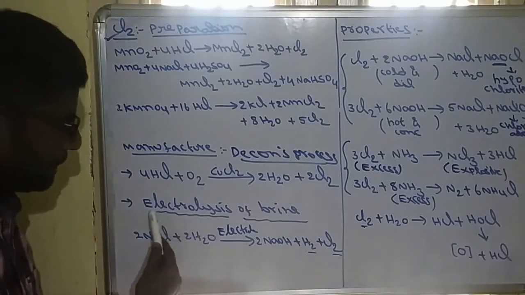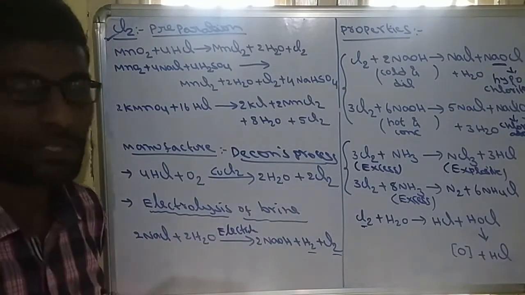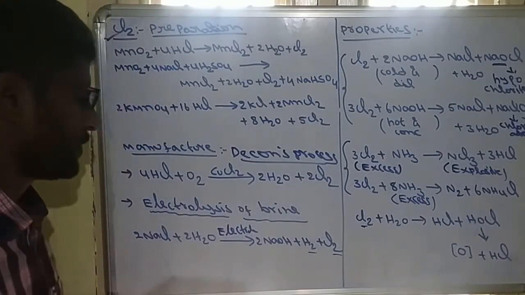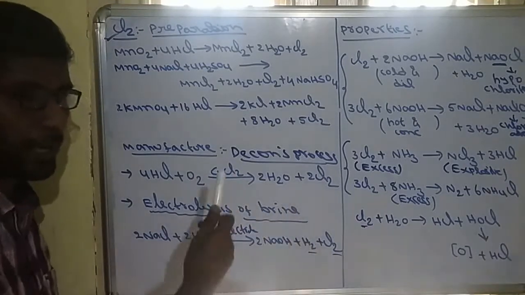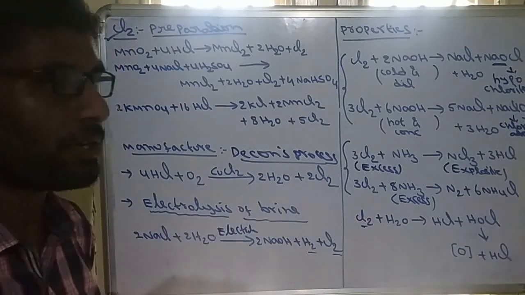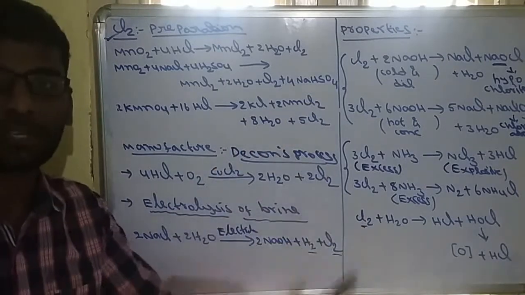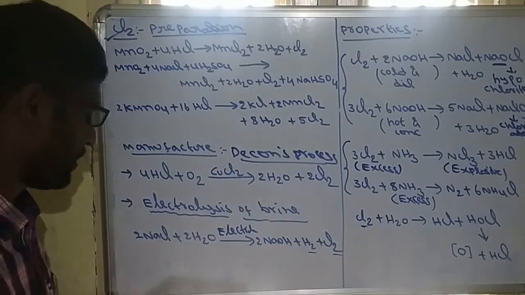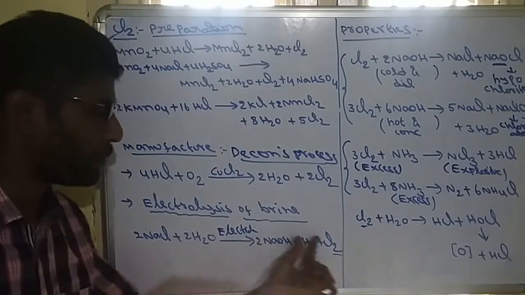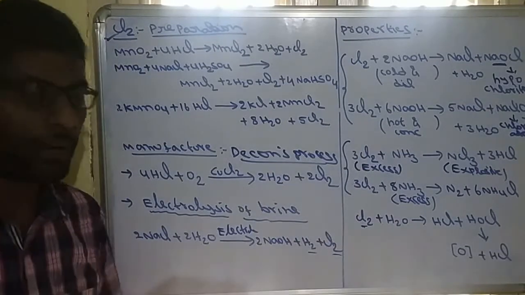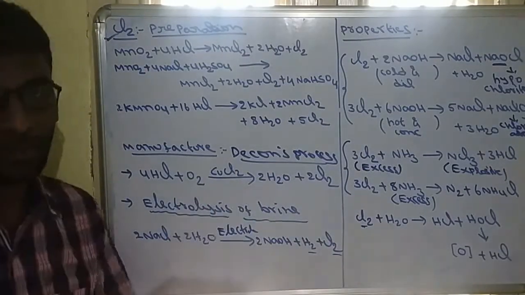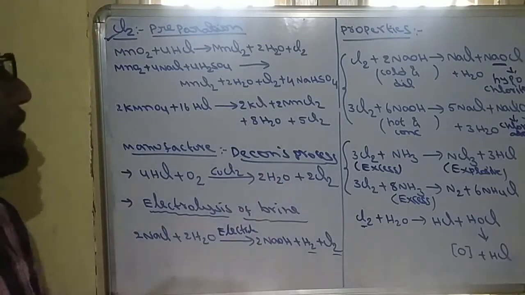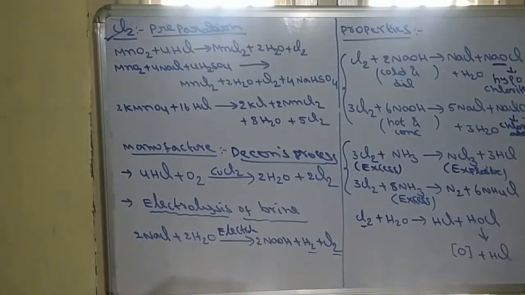Another process is the electrolysis of brine solution. We know brine solution is nothing but salt solution. Concentrated NaCl solution is called brine solution, which on electrolysis gives dichlorine gas at the anode and hydrogen gas at the cathode. So all these are the preparations of dichlorine.